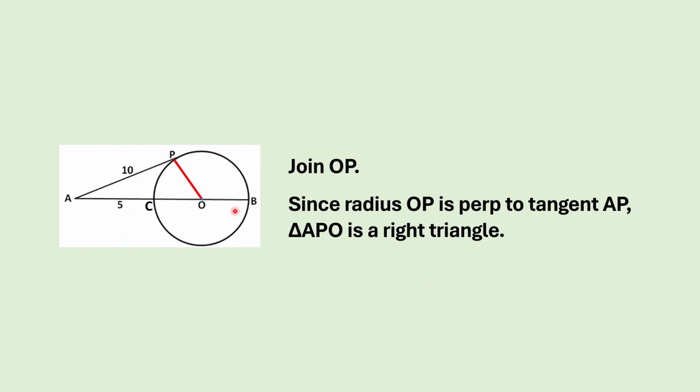Join OP. O is the center of the circle and P is the point of contact of the tangent. Since radius OP is perpendicular to tangent AP, radius is always perpendicular to tangent, that means angle P will be a right angle. So triangle APO will be a right angle triangle.